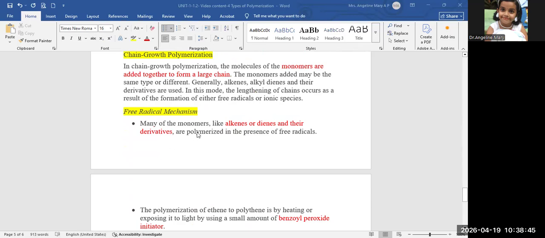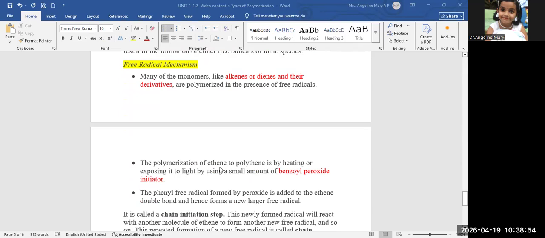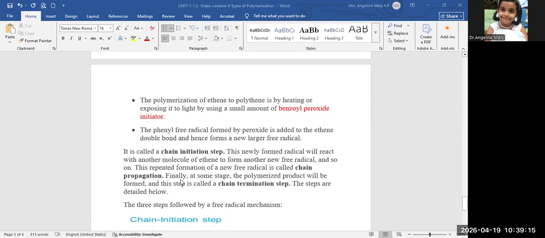Many of the monomers like alkenes or dienes and their derivatives are polymerized in the presence of free radicals. The polymerization of ethene to polyethylene is done by heating or exposing it to light, using a small amount of benzoyl peroxide as an initiator. The phenyl free radical formed by the peroxide is added to the ethene double bond and hence forms a new, larger free radical. This is called the chain initiation step.